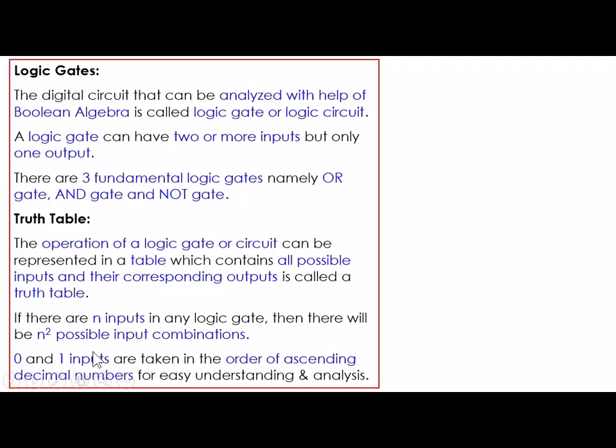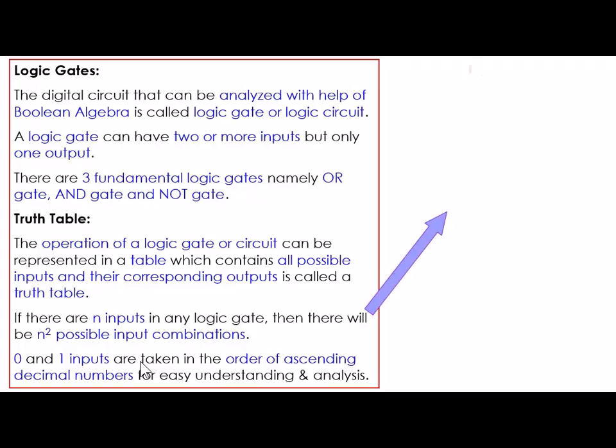The 0 and 1 inputs are taken in the order of ascending decimal numbers for easy understanding of analysis. Ascending decimal numbers means 0, 1, 2, 3, 4, 5, 6, 7 like that, and all combinations of inputs are written in the truth table in this order. It's not wrong to write in any order, but universally we follow a certain rule. That rule is that these combinations of 0 and 1 inputs are written in the truth table in the ascending order of decimal numbers.